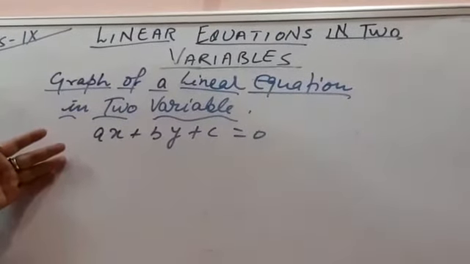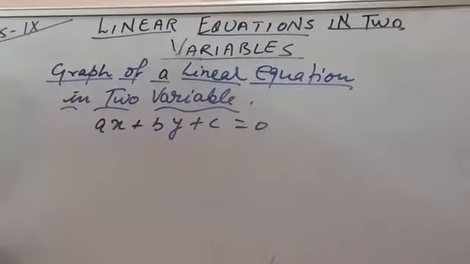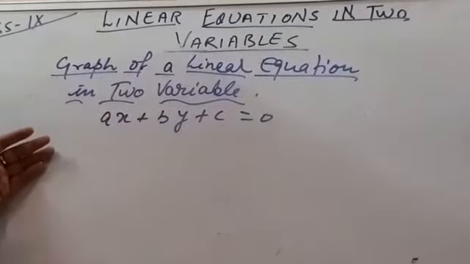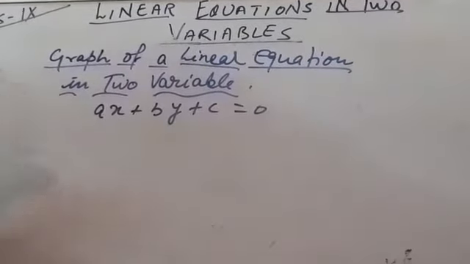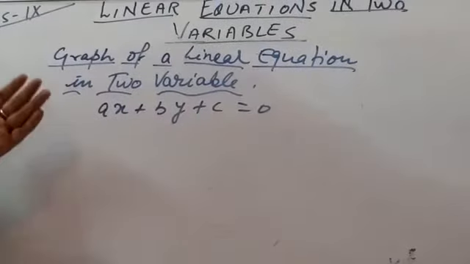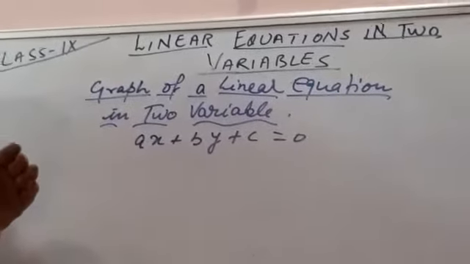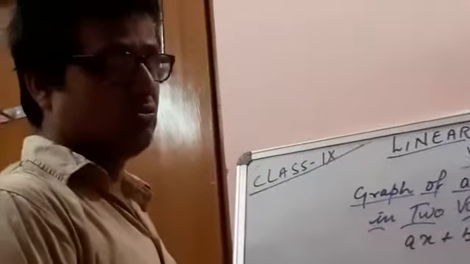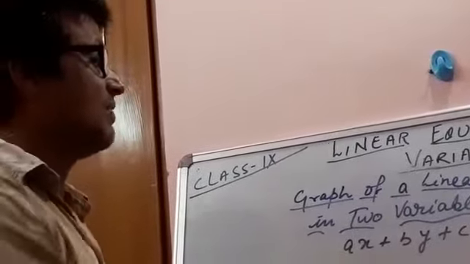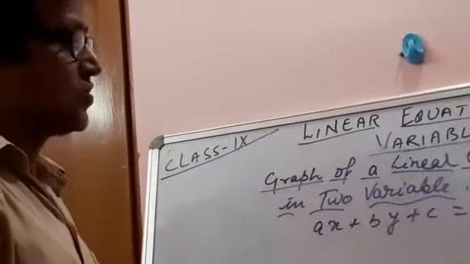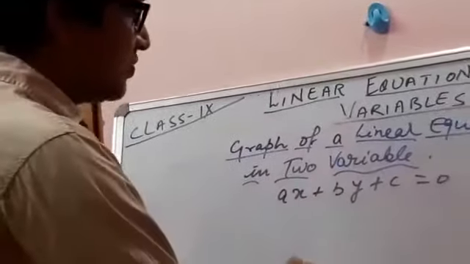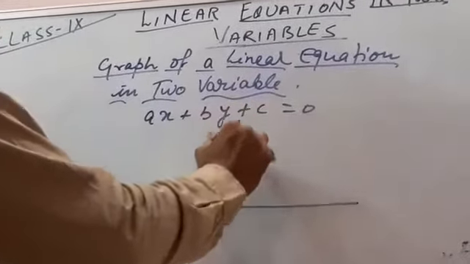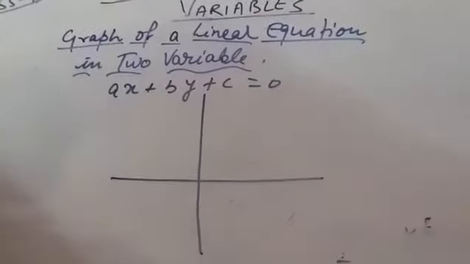Since the beginning I tried to connect the topic, as it was told in the very first video, how to represent the solution of the equation through a number line. So a number line is for a linear equation in one variable. Now we have a linear equation in two variables, so we will have two lines. One is the horizontal line and another is the vertical line.